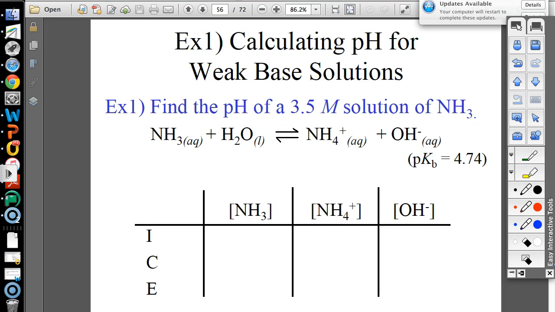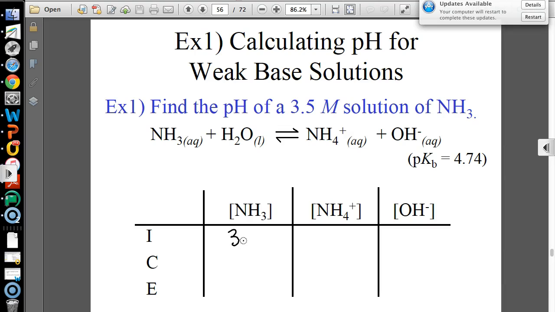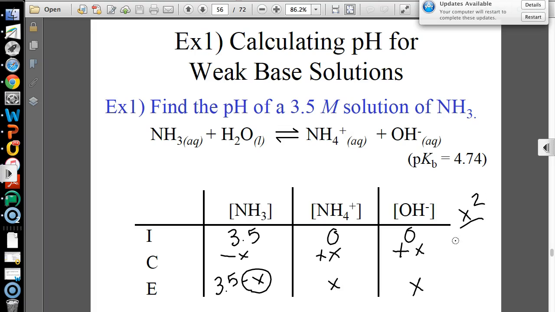So 3.5 is going to be my concentration of ammonia. 0 and 0. And so again, minus X. I can ignore that minus X, but go ahead and write it down and just circle it. That's how I do it. It makes me feel better. Plus X. And I got X and X. So I'm going to have X squared over 3.5, and it's going to equal that number I just erased.